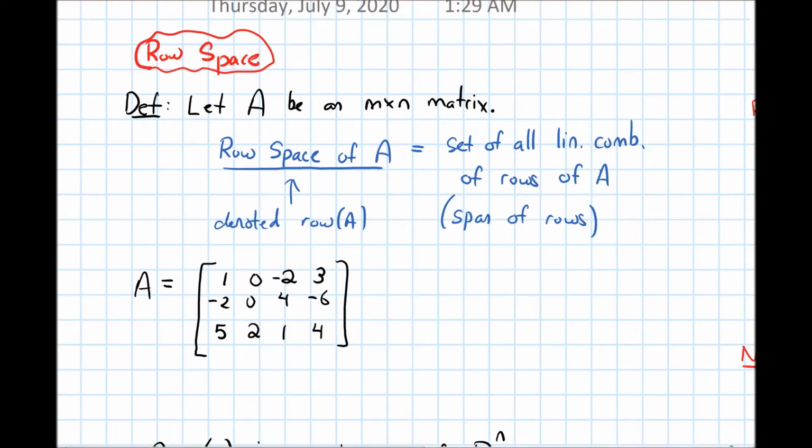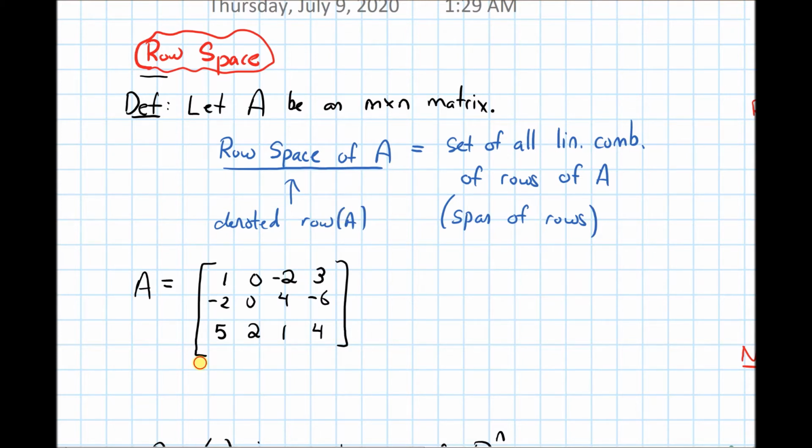In this video, we're going to talk about the row space of a matrix. Okay, so I want to begin with the definition. If A is an m by n matrix, the row space of A is the set of all linear combinations of the rows of A. Another way to say the set of all linear combinations is the span. So the row space of A is the span of the rows. And the notation that we're going to use to refer to row spaces, we'll write row and then parentheses A.